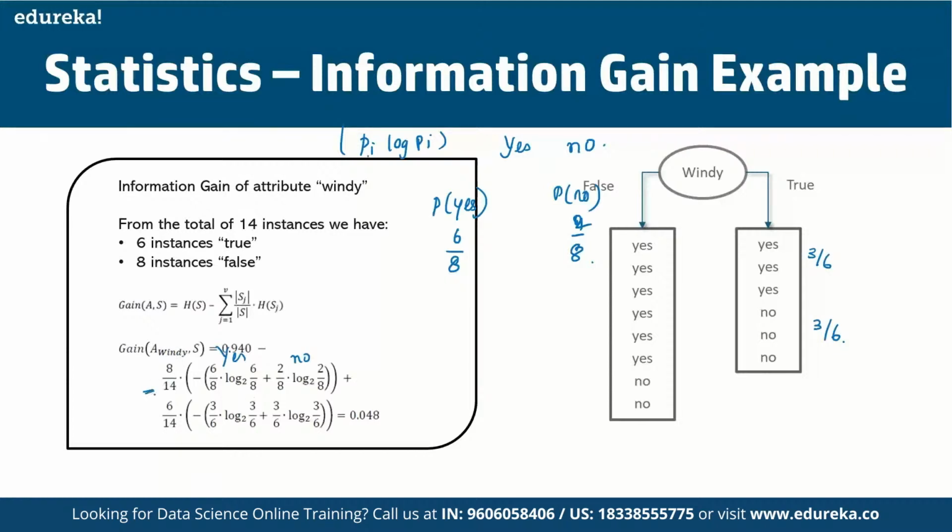What is this 8 by 14? This is called weighted average. I have a total number of 8 data points here. I have a total number of 6 data points here out of 14. So I don't want to blindly just take the probability value. I will take the weighted average, which is nothing but 8 false values divided by total of 14 multiplied by this entropy that we just calculated plus 6 by 14 multiplied by this value. So I've got a value of 0.048. This is only for windy.